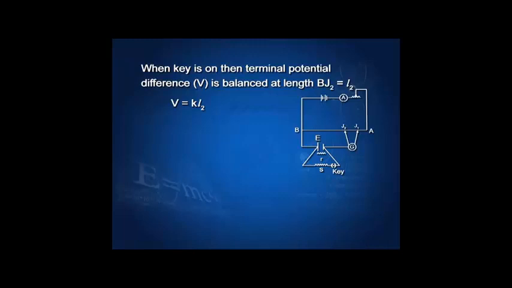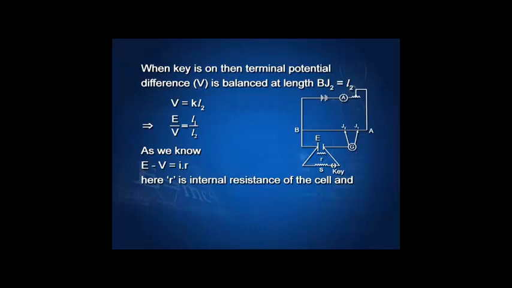Dividing EMF by terminal potential difference, we get E upon V equals L1 upon L2. As we know, E minus V equals I into small r. Here small r is the resistance offered by the cell internally, and I equals V upon S. So, E minus V equals V upon S into r. That means r equals (E upon V minus 1) into S. Substituting the value of E upon V, we get small r, the internal resistance of the cell, equals (L1 upon L2 minus 1) into S.